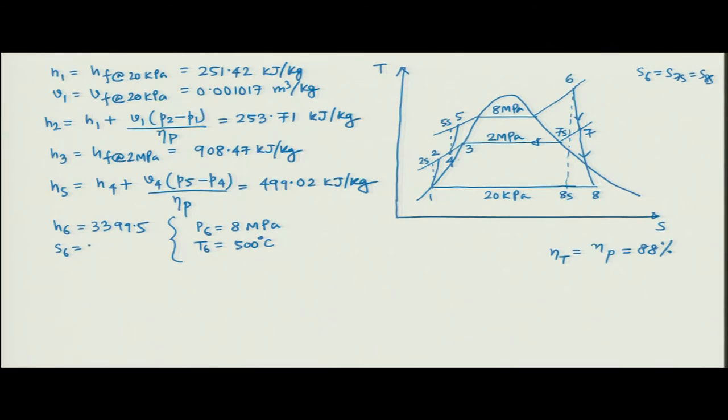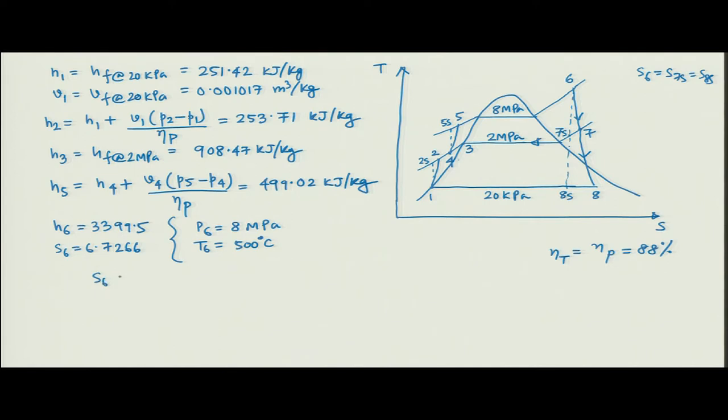And S6 is 6.7266 kJ/kg. So these are the conditions for point 6. Now we need to know what is point 7, right? So 6 to 7 is an actual process, whereas 6 to 7s is an isentropic process. So it is easy to find what is the state 7s, because it is an isentropic process.